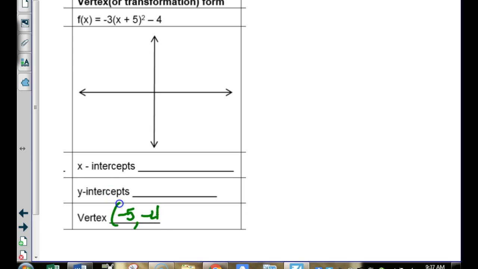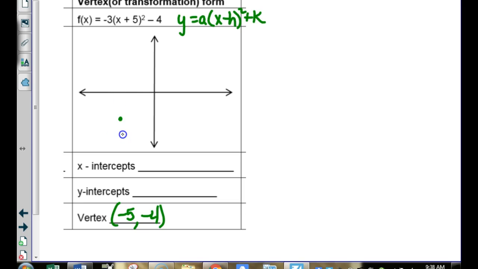-5, -4. So vertex form, maybe we should write up here, is a(x minus h) squared plus k, so that we know the general form. The last one was just ax squared plus bx plus c. All right. Can we find anything else?